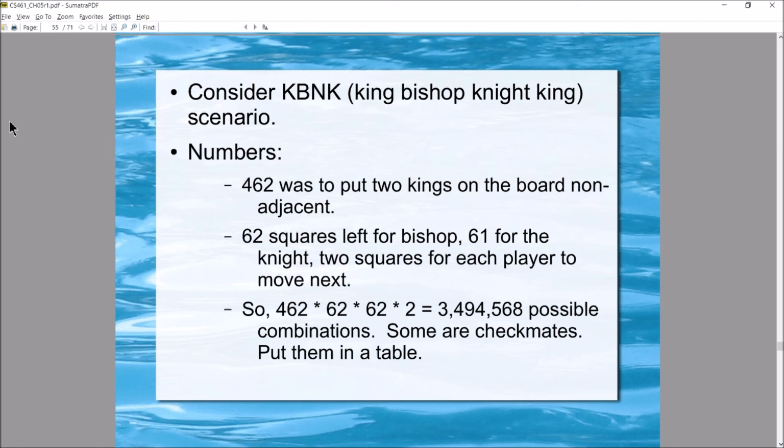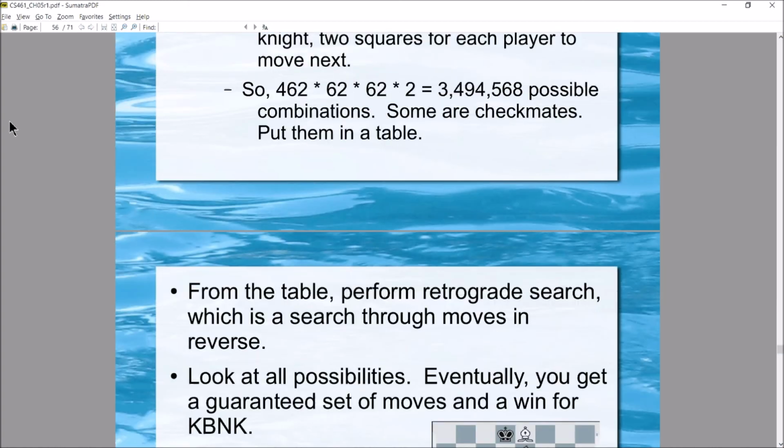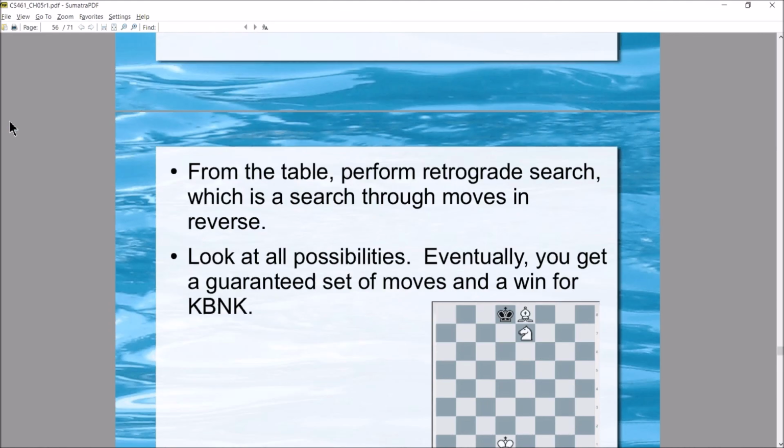I put the checkmates in a table. From that table, you can do a search, right? You can do a retrograde search. And what does that mean? A search through all the moves in reverse. Okay, so look at all those possibilities. Eventually, you will get a set of moves that's going to be a guaranteed win.